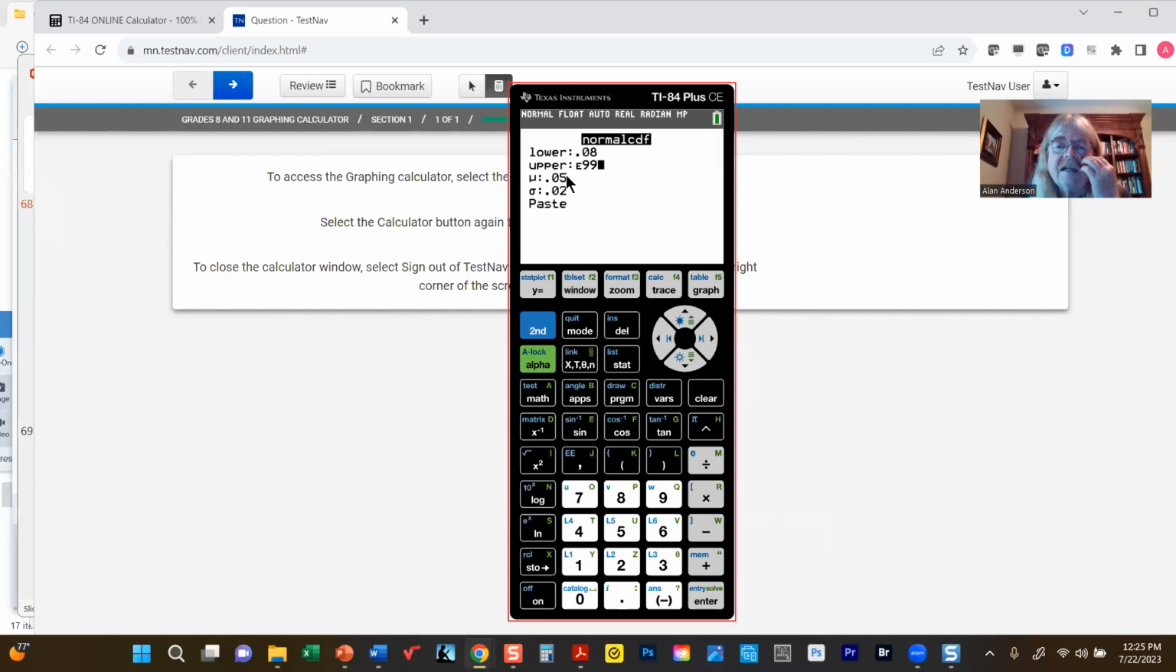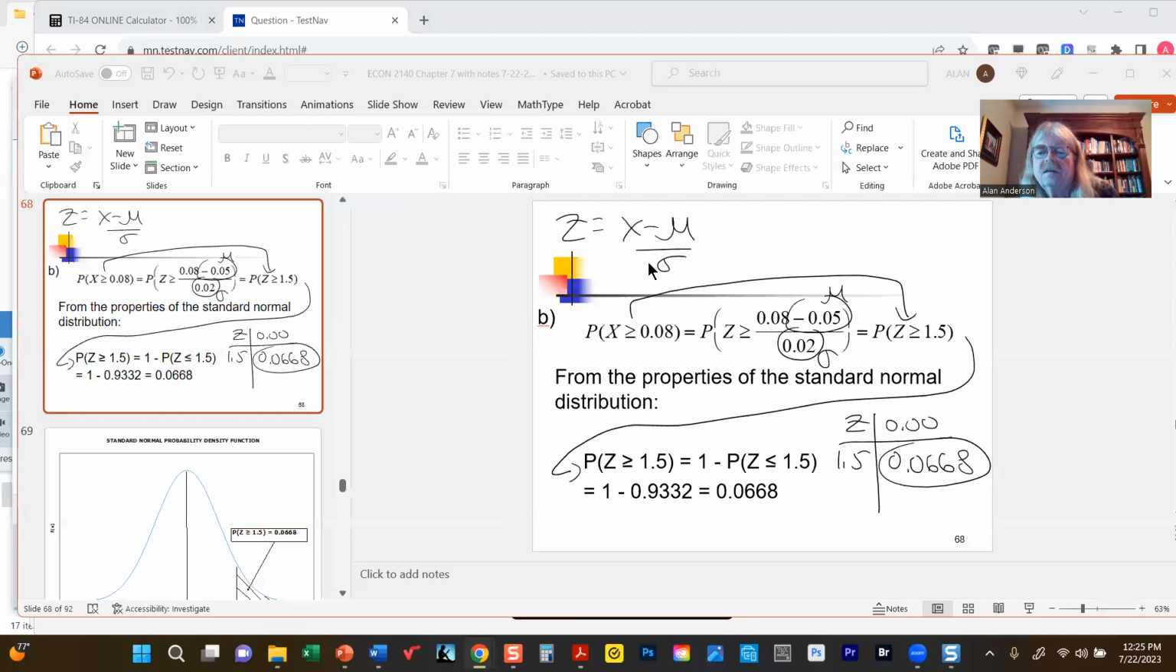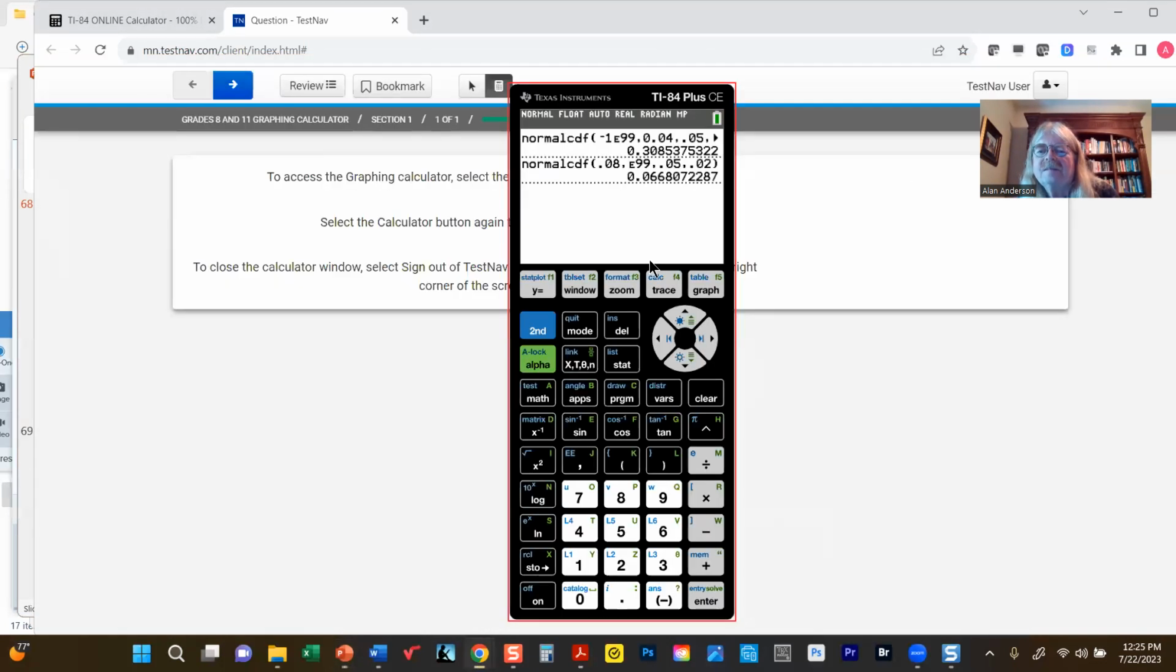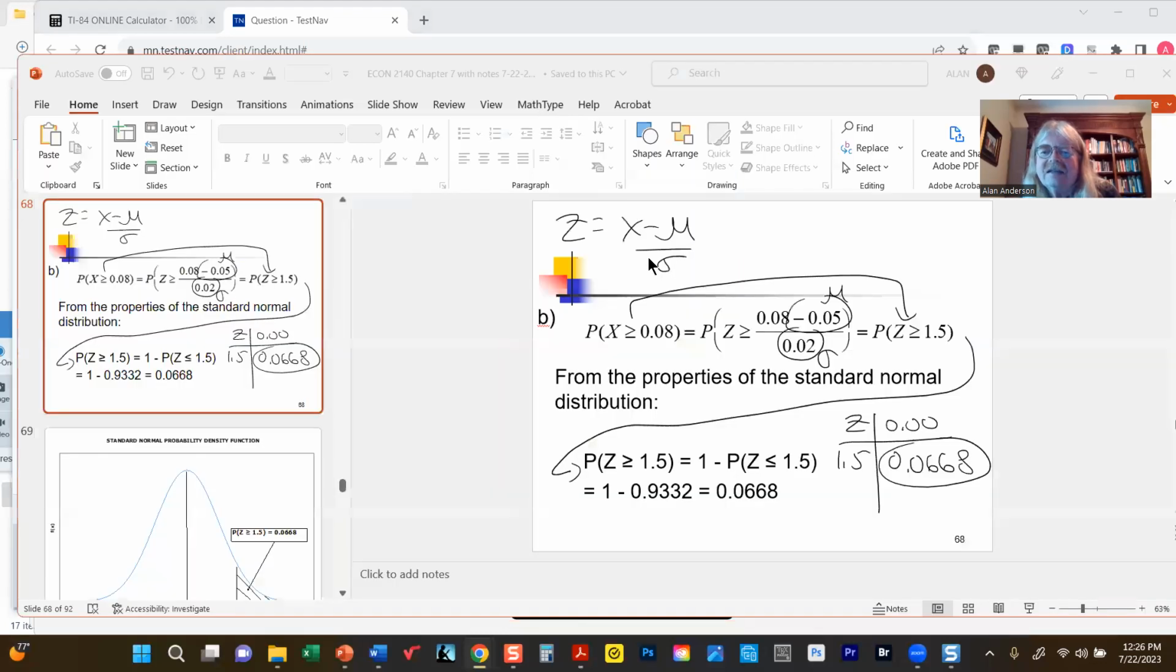Now, if you notice, it still has the 5 and the 2% here. It doesn't change those. So I'll scroll down, hit paste, and it's 0.0668. Oh, it's the same. How do you like that? It has to be the same. Now, there can occasionally be rounding differences between using the calculator and the tables. The tables are rounded. They can only show 2 places in the z-score, but they should be very, very similar to each other.